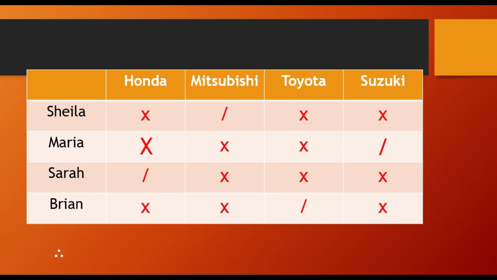Therefore, our conclusion: Sheila is the owner of the Mitsubishi car. Maria is the owner of the Suzuki car. Sarah is the owner of the Honda car. And Brian is the owner of the Toyota car. So we arrive at a true conclusion, since we based it on the given data.